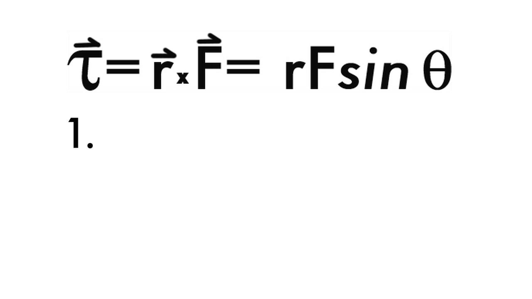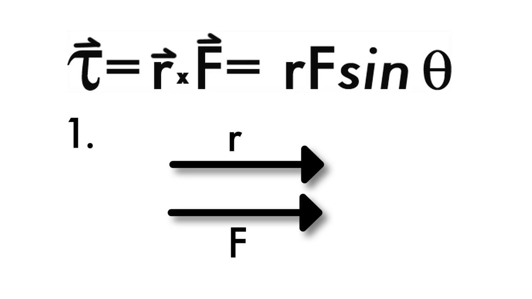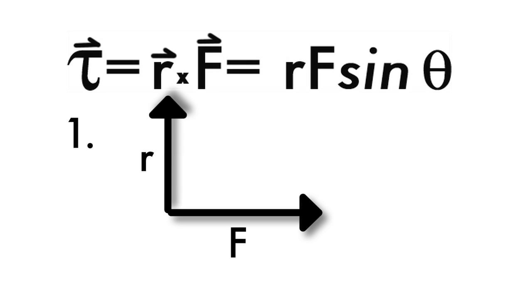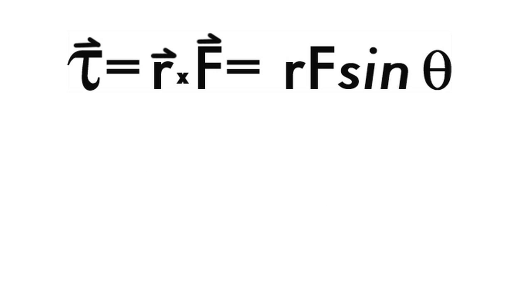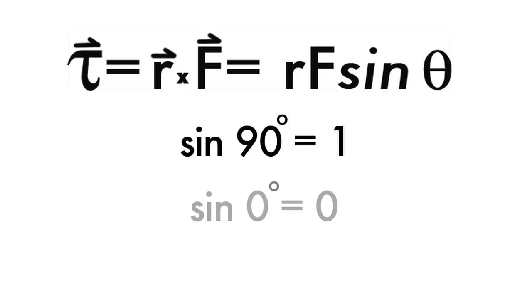1. The cross product of two parallel vectors will always be 0, and two perpendicular vectors will be equal to the multiplication of the two vectors' magnitude. This is because the sine of 90 is 1 and the sine of 0 is 0.